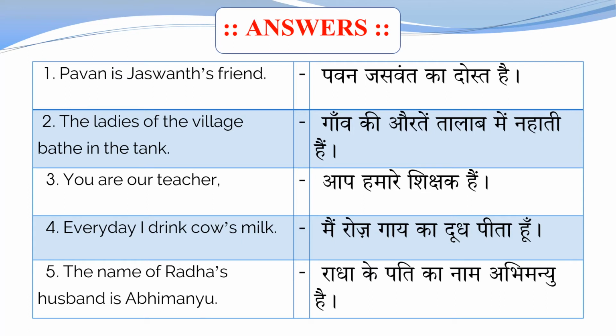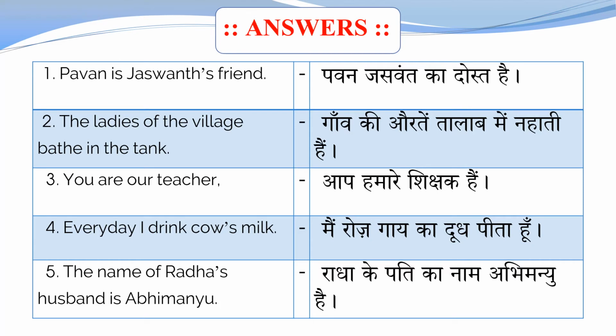Third one, you are our teacher. You translates to aap. Are means hain. Our means hamare. Teacher can be said as shikshak. So, the answer would be aap hamare shikshak hain. Aap refers to respectful manner. And when the sentence starts with aap, it ends with hain. Fourth one, I drink cow's milk every day.